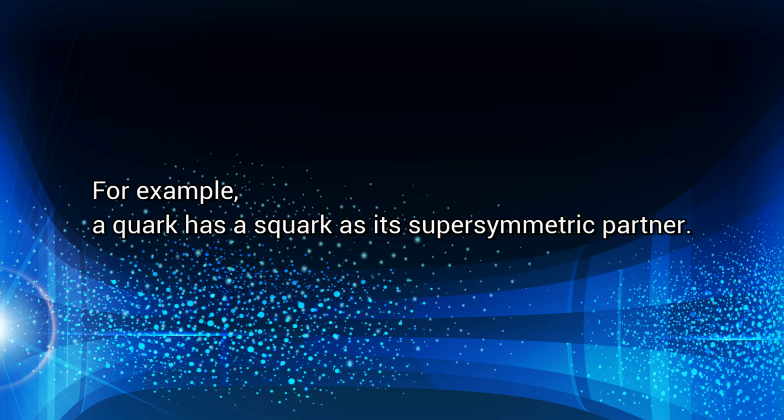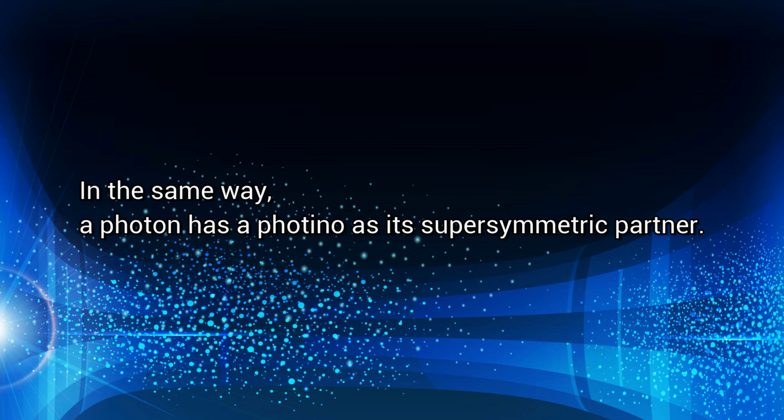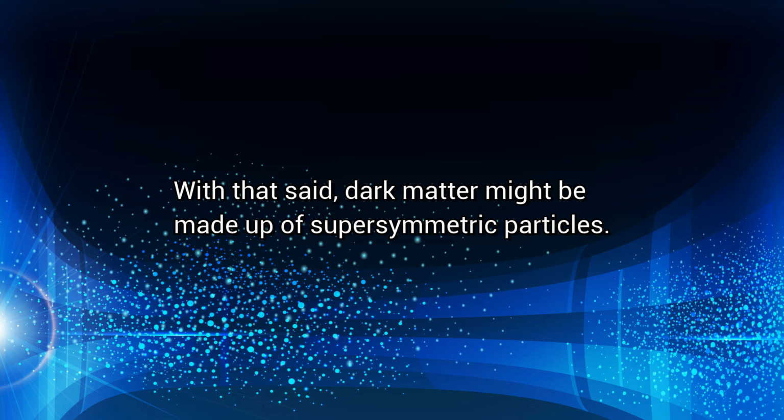For example, a quark has a squark as its supersymmetric partner. The former is a fermion, and the latter is a boson. In the same way, a photon has a photino as its supersymmetric partner. The former is a boson, and the latter is a fermion. With that said, dark matter might be made up of supersymmetric particles.